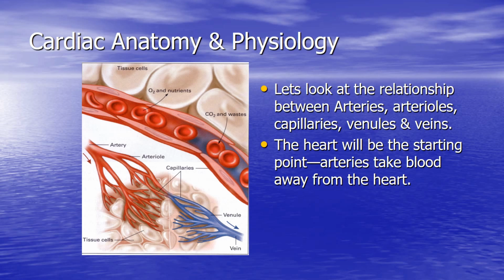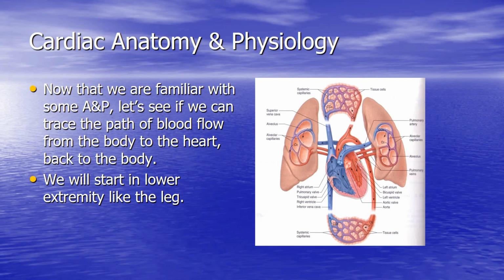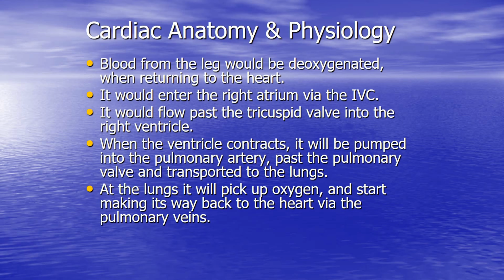We're going to start in the lower extremity, in the leg. Remember that the blood in the leg will be deoxygenated, and it would be returning to the heart. It would enter the right atrium via the inferior vena cava. Now, conversely, if we were talking about, say, blood in the shoulders or arms or upper extremities, it would be returning to the heart via the superior vena cava, or SVC. So blood from the leg would be deoxygenated when returning to the heart. It would enter the right atrium via the inferior vena cava.